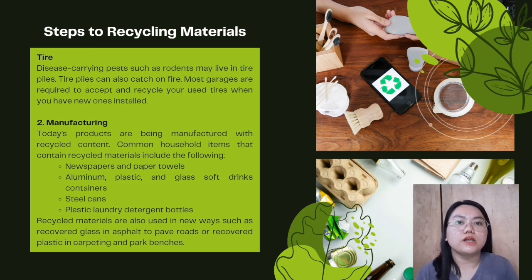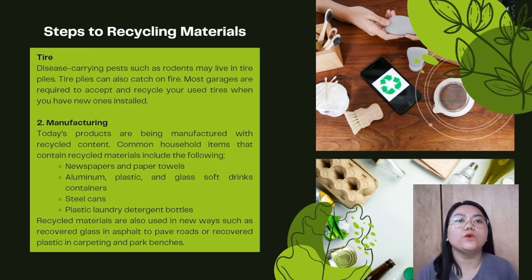So today's products are being manufactured with recycled content. Common household items that contain recycled materials include the following: newspapers and paper towels, aluminum, plastic and glass soft drink containers, steel cans, and plastic laundry detergent and bottles. So as what it said, common na siya ng mga household items na ginagamit in recycling.